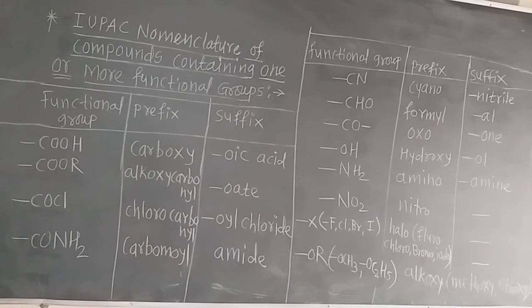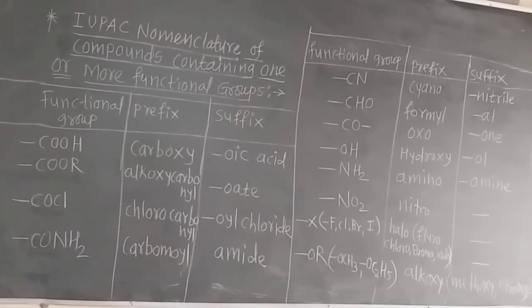We know that if the amide is CH3CONH2, then we call it acetamide. Now amide is the suffix. Acetamide, we will give the name as acetamide. Now if a cyano group is there, that means C triple bond N.